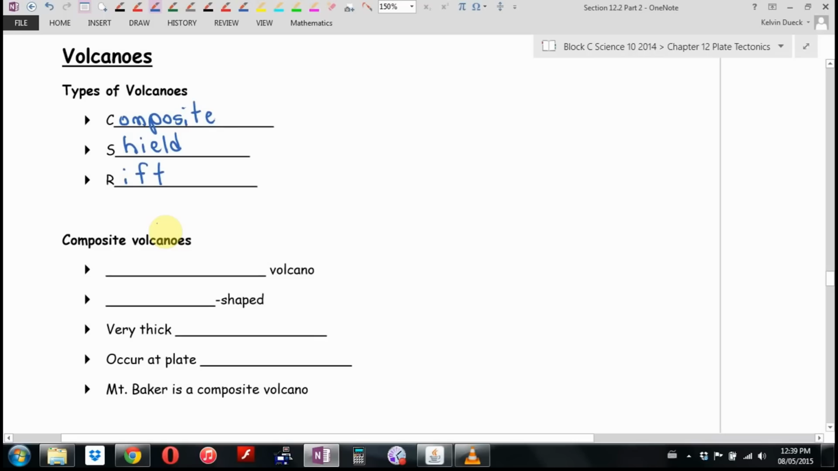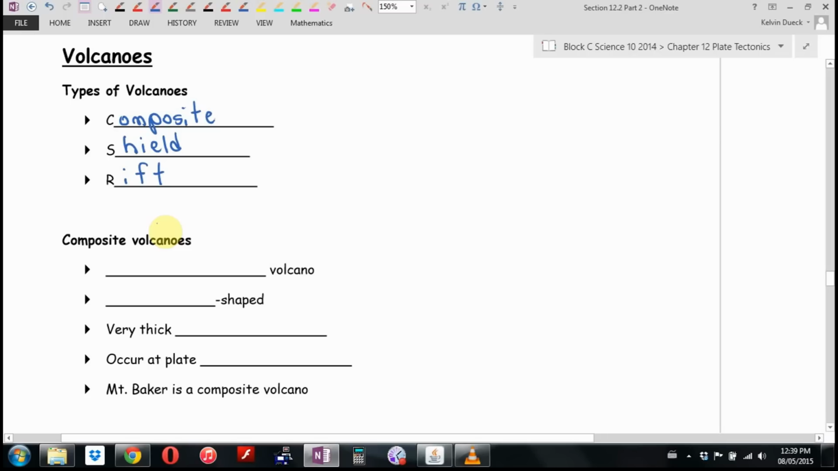What do you think a rift volcano looks like? What is a rift? A big crack in the earth. This is one that doesn't look like your standard volcano. It's a big crack in the earth from which lava flows. What do you think a shield volcano looks like? Take a guess. A shield.